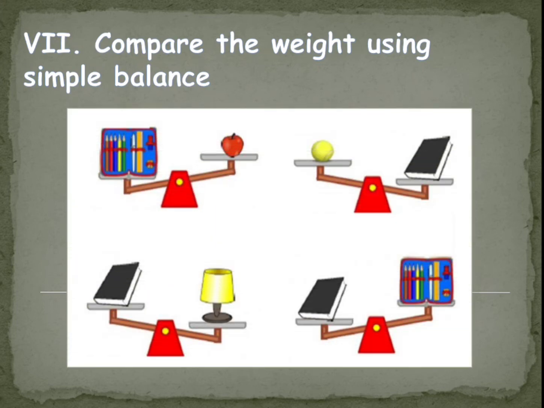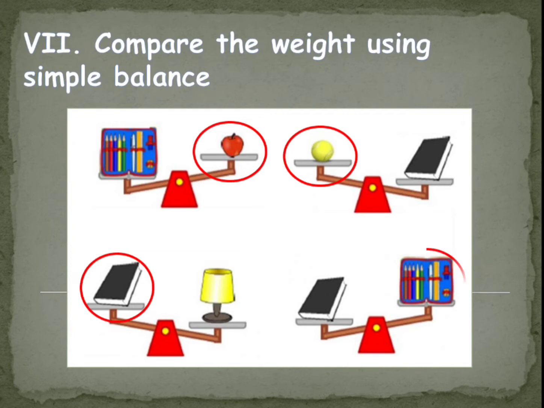Coming to your next bit, which is compare the weight using a simple balance. So here children, if I give you circle the heavier objects, you have to circle the heavier objects. If I give you circle the lighter objects, then you have to circle the lighter objects. Here we have circled the lighter objects. Lighter objects means the pan will be up, the heavier objects on the pan will be down. Okay. Here we are circling the lighter objects.